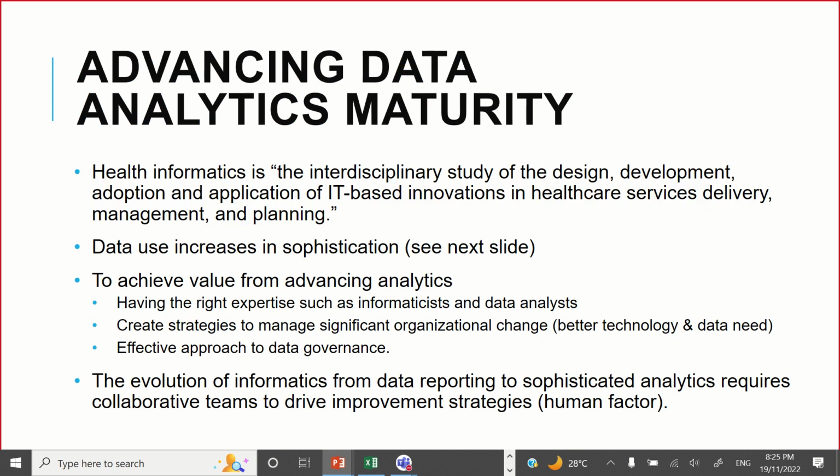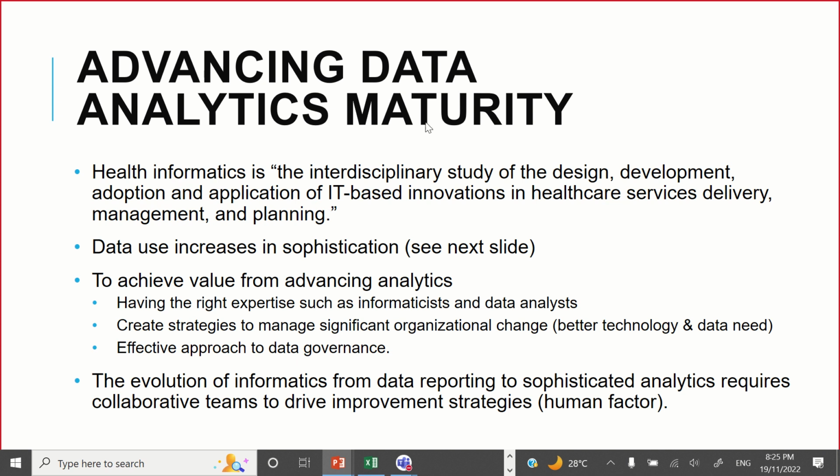Okay, then here they define again health informatics, which is similar to the definition we took last time. It says health informatics is the interdisciplinary study of the design, development, adoption, and application of IT-based innovations in healthcare services, delivery, management, and planning. So it's even wider than just the electronic healthcare record. The electronic healthcare record is one of the elements under health informatics, but health informatics is way wider than that.